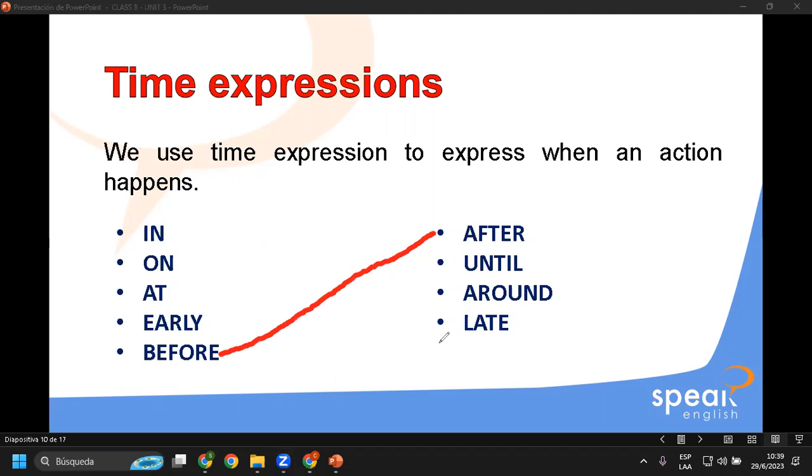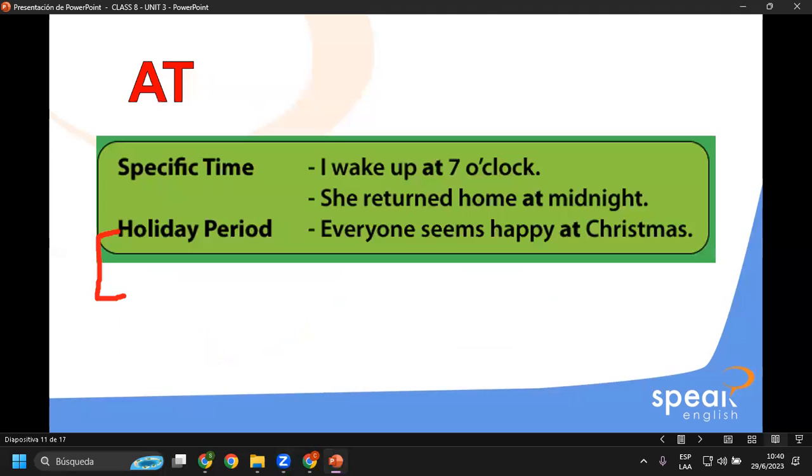So for example, do you go to bed early or do you go to bed late? Late. Okay. Well, let's start. The first time expressions that we are going to use are in, on, and at. Let's see what is the difference between those prepositions. Let's start with at. Pay a lot of attention, guys, because we are going to have a practice about it.